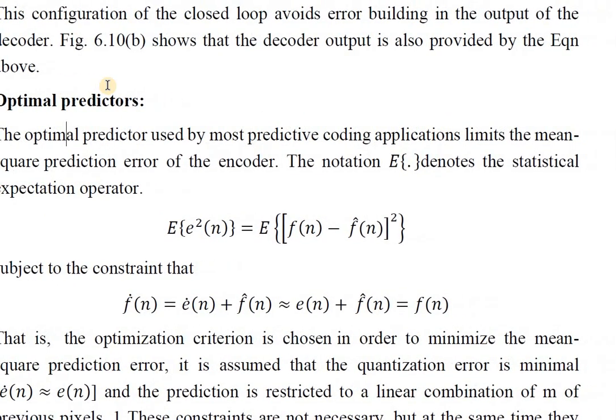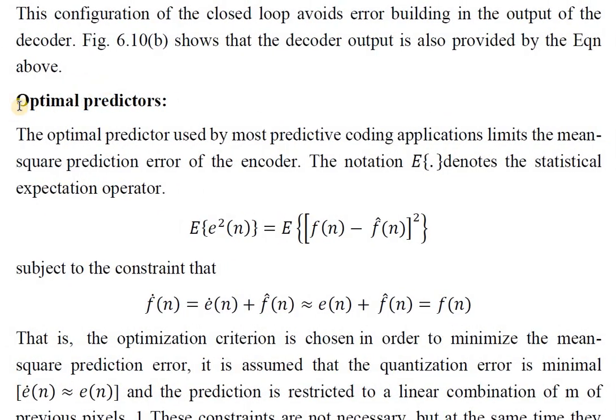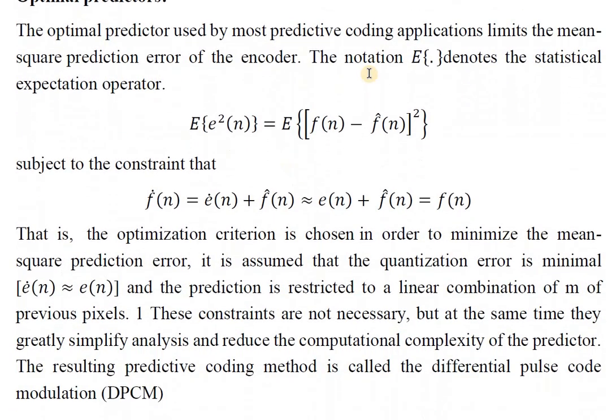Now, let us understand this concept. You have something which is called optimal predictors. So, optimal predictors are used by most predictive coding applications, which limit the mean square prediction error of the encoder. Okay, and how is it denoted? It is denoted like this. I am not reading out the equation. You can see the equation on the screen.